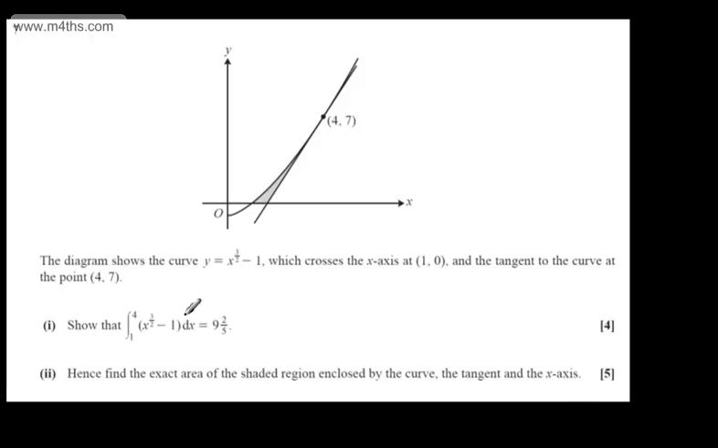This is question number 7. We're told the diagram shows the curve y is equal to x to the 3 over 2 minus 1, which crosses the x-axis at 1, 0, and the tangent to the curve at the point 4, 7.